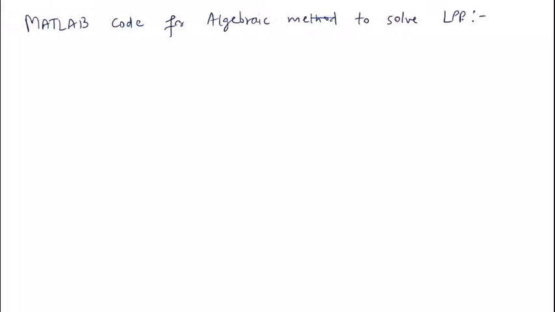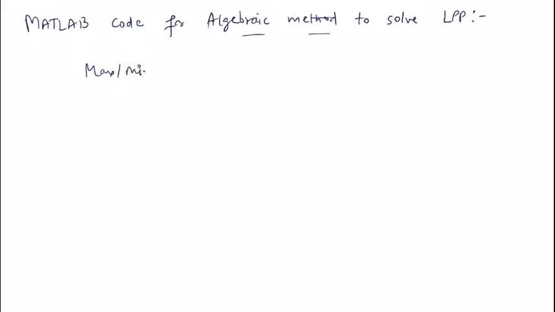So I just hope before watching this video, you are already clear with linear programming problem and what it looks like, and a brief algorithm of algebraic method. You should also be familiar with that. But still, I'll explain very quickly what exactly is algebraic method, and then we'll go to the MATLAB code part for it. So we are given an LPP.